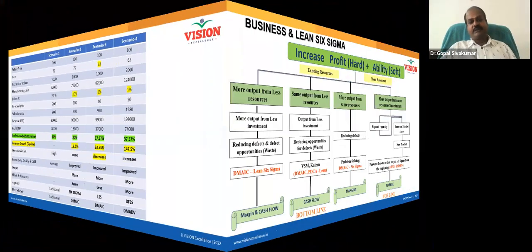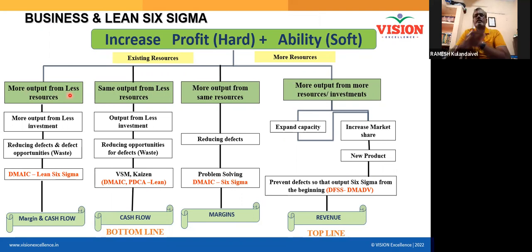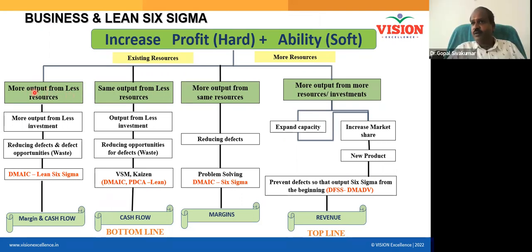Hope this slide is very clear to all of you. So there are different types of projects. You can focus on producing more output, consuming less resource. What is this project? Lean project. Am I right? Yes, that is lean. More output from less.